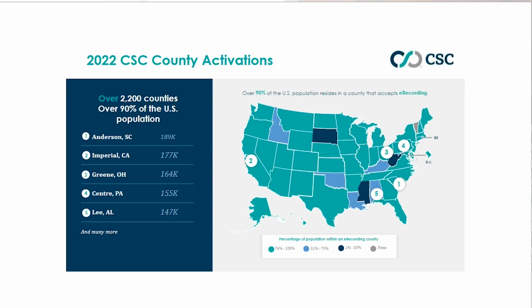All right, as I mentioned previously, we're in over 2,200 counties throughout the country, which encompasses over 90% of the U.S. population. Here listed are some recent activations that we went live with that are pretty large in population, including Anderson, South Carolina, Imperial, California, Greene, Ohio, Center, Pennsylvania, and Lee, Alabama.